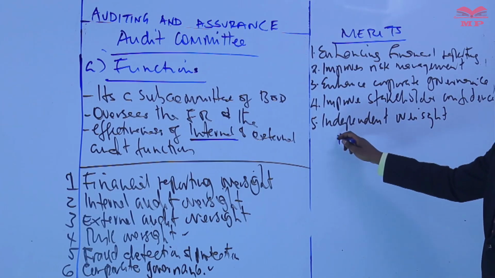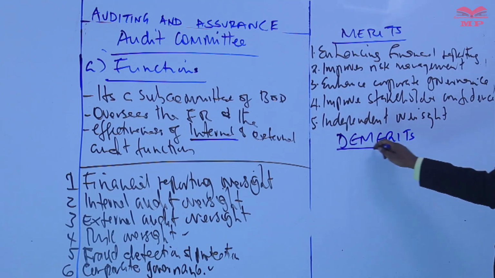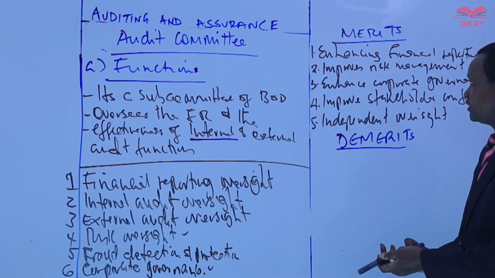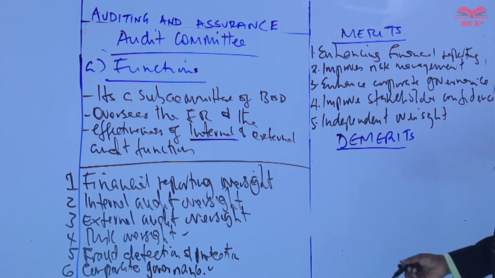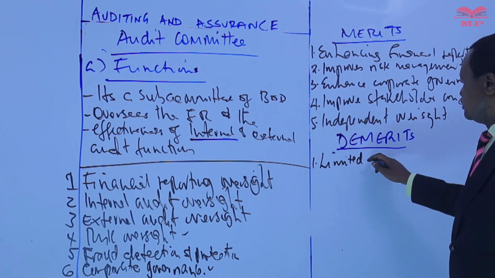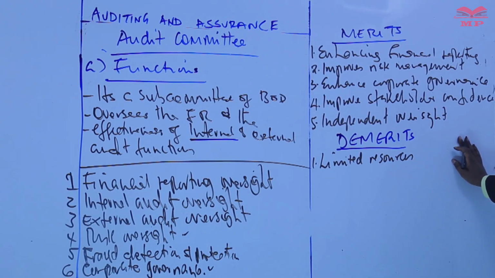Demerits. What are the drawbacks? Are there demerits? Yes, anything that has advantages must have disadvantages. This committee can have a drawback of limited resources. Limited resources can be a demerit. Audit committees may have limited resources and expertise, which can constrain their effectiveness.